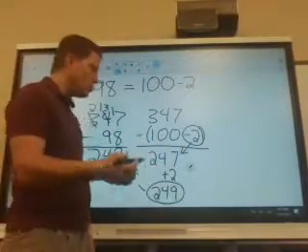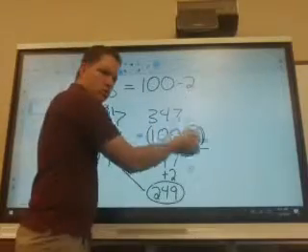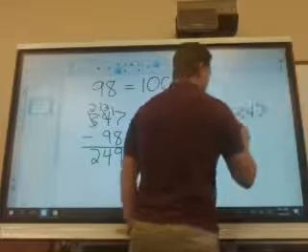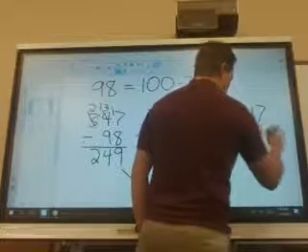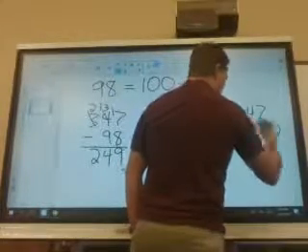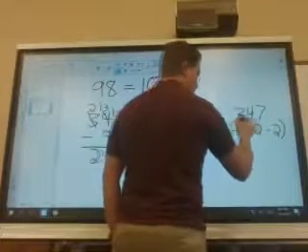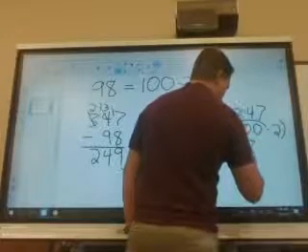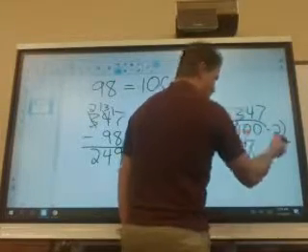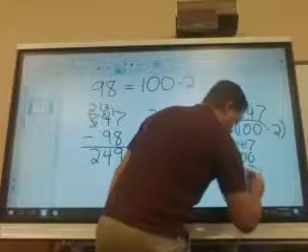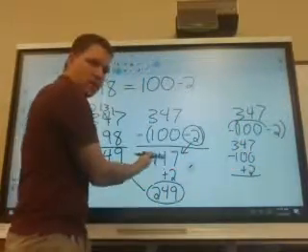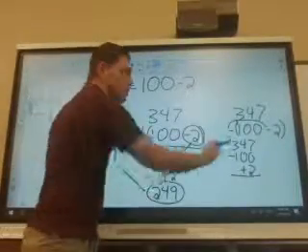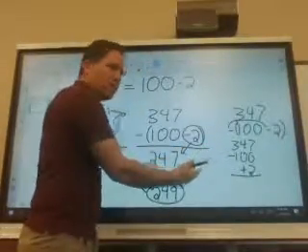Now, especially for those early students, this is distribution, okay? In truth, we're doing 347 minus 100 minus 2, right? Well, we would distribute this to both spots. So it would be 347 minus 100, and then subtracting it plus 2, right? Which we did as 2 separate things, here and then here. And students, even as they get older, will still understand that concept and be able to do it.